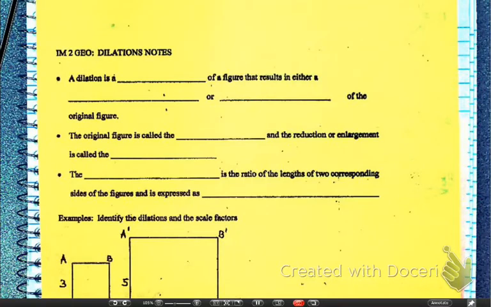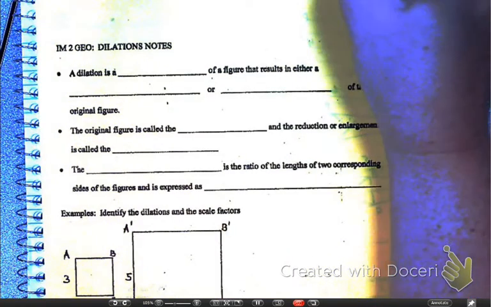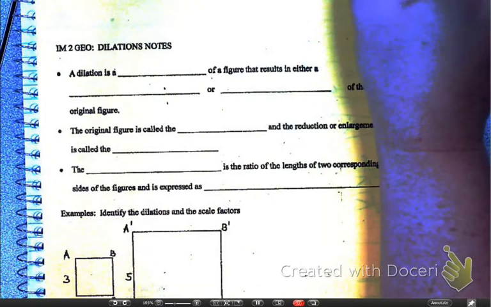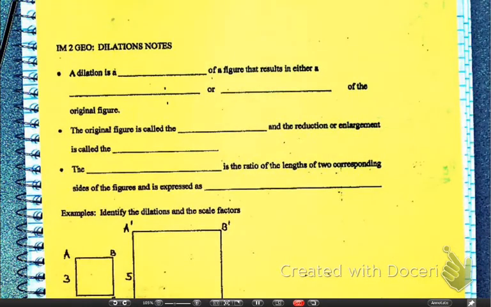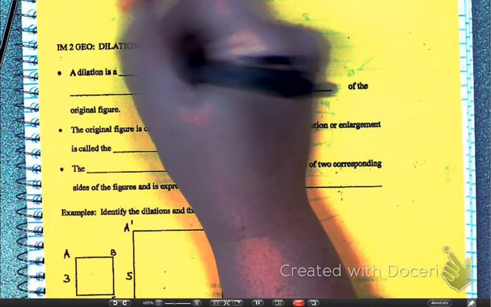Okay, so dilations. Anyone have any idea what a dilation is? Do you know the word transformation? Does that word sound familiar? What kind of transformations did you learn in IM1? I heard it. Rotations, reflections, translations. Okay, so a dilation is just a transformation.